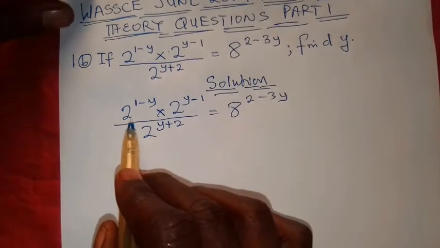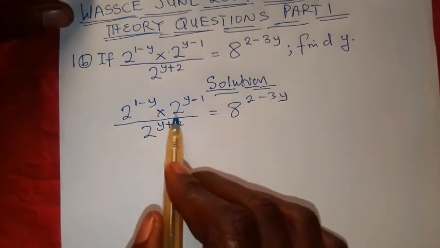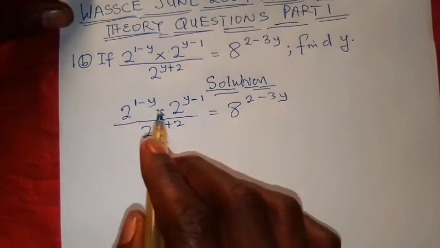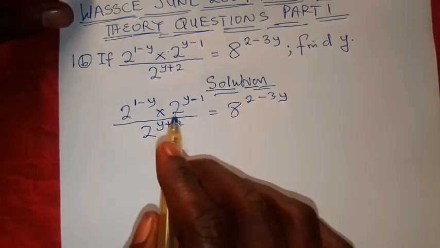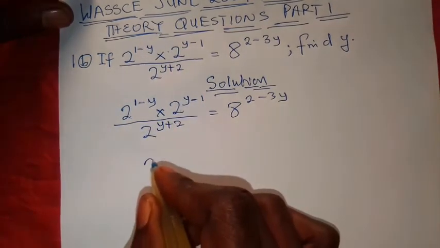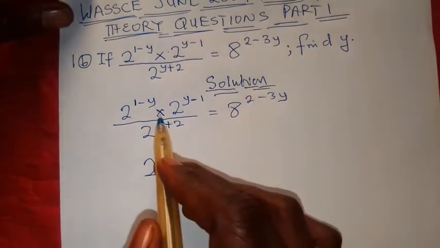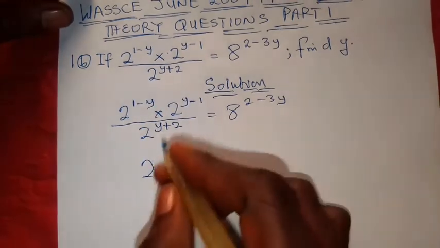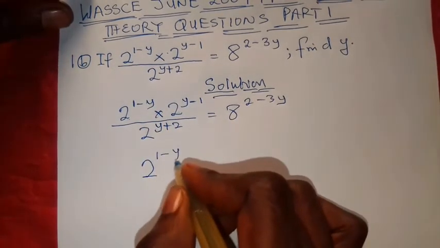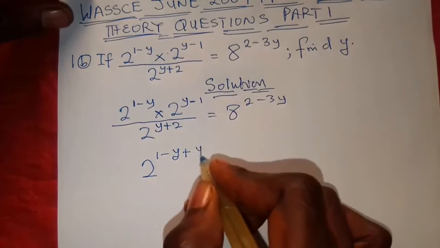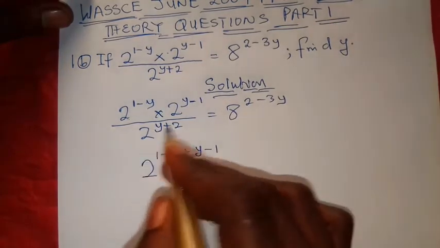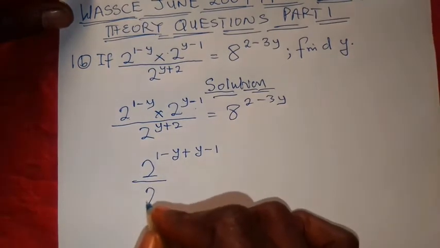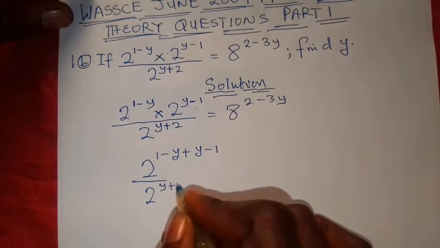According to the law of indices, if we are having the same base, we are going to collect the same base as 1. So this 2 power this times 2 power this, I'm going to take this base 2 as 1. I'll write it as 2. And then, since we are multiplying, we are going to add up the powers. So here we have 1 minus y plus y minus 1. Then that is that for the numerator. Then we'll come to the denominator and still retain what we have there, which is 2 power y plus 2.